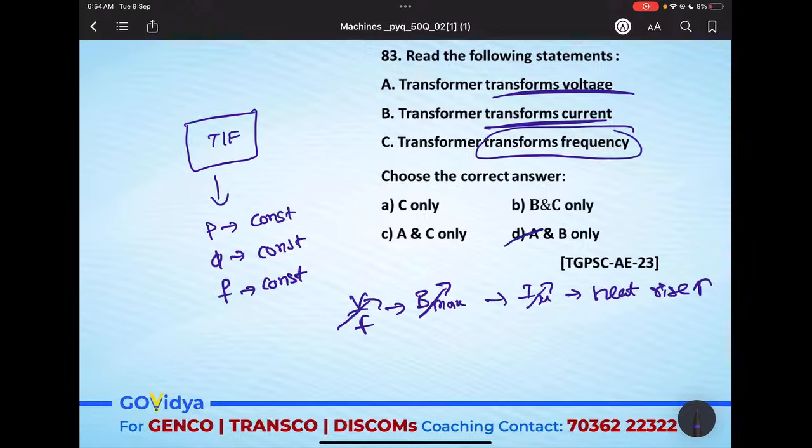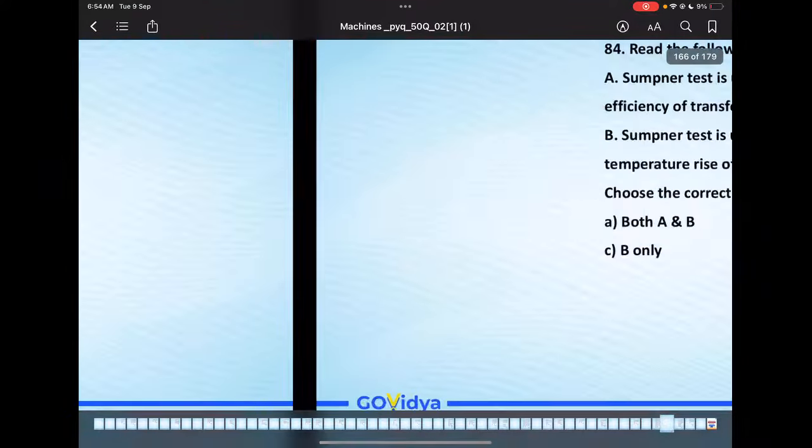Is it clear? Our suitable options are A and B. Let's move on to the next question.